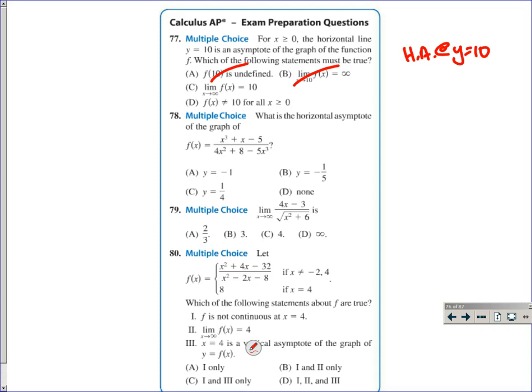What'd you guys say? C is the best answer, and to be honest, I still don't like C technically because I could come up with an example where C is false, but that's okay. It does say for x greater than or equal to 0. Oh, okay, never mind. It said for x greater than or equal to 0, which meant that I had to be going to positive infinity. Okay, never mind. Yeah, letter C must be true.